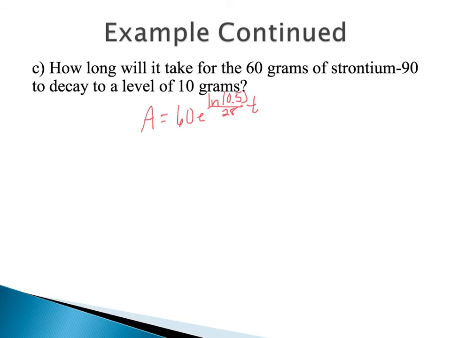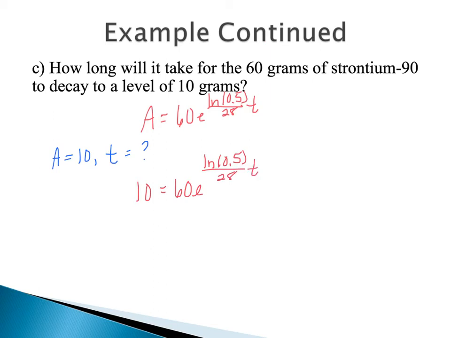As I was just saying on the previous slides, now that we have our exponential decay model for strontium-90, we can figure out how long it will take for that 60 grams to decay to a level of 10 grams. So what we have here then is that we have the amount, that's our A. So we have that A is equal to 10, and we're trying to figure out how long, which means we're trying to figure out what T is. So I'm just going to substitute into this equation, and then we're going to solve for T. So A is 10. Equals 60 e to the natural log of 0.5 over 28 times T.